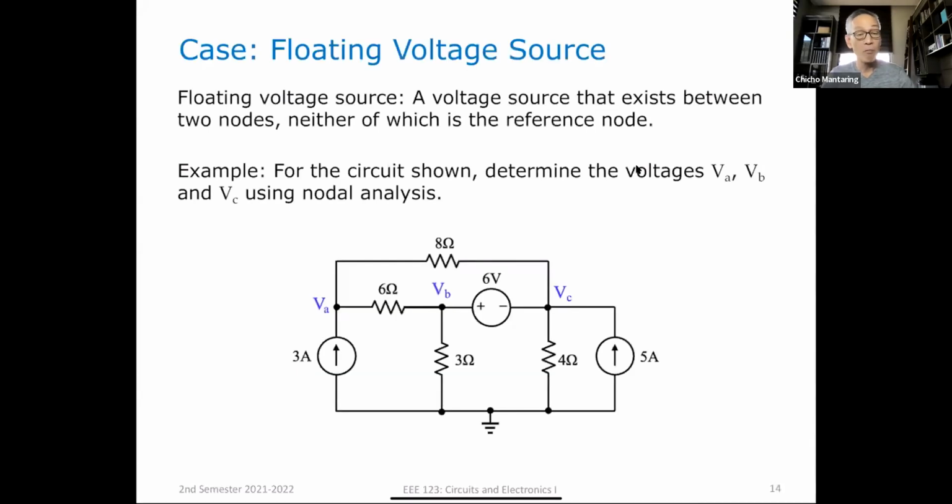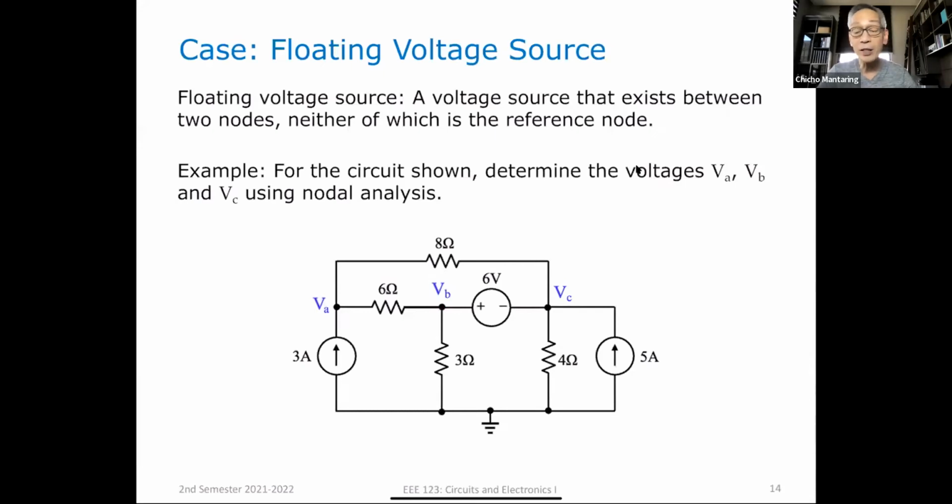Now we're going to take up one complication of using the nodal analysis or node voltage method, and that is when you have a floating voltage source. A floating voltage source is a voltage source that exists between 2 nodes neither of which is the reference node. So in this example, this is called a floating voltage source because it is applied across two nodes, node B and node C, and neither node B nor node C is your reference node. Now, why is this going to cause some complication?